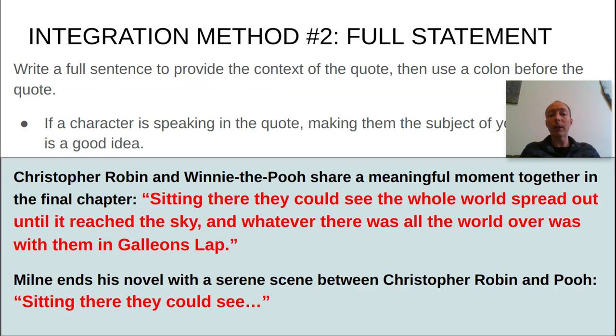Christopher Robin and Winnie the Pooh share a meaningful moment together in the final chapter. That's a full sentence. But since that is equal to what's going to come in the red type, I use a colon between them. The second sentence kind of uses the idea of the character speaking, except this one's the author. So I use that as a subject of my sentence. A. Milne ends his novel with a serene scene between Christopher Robin and Pooh. Then what's in the red type makes sense. So it's just a full idea. That's the context for the quote, colon, and then the quote.